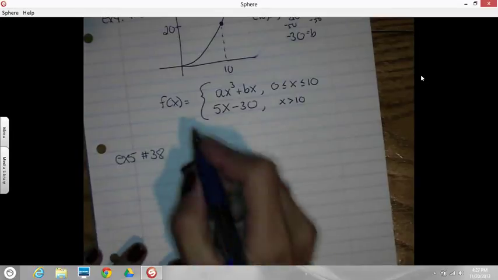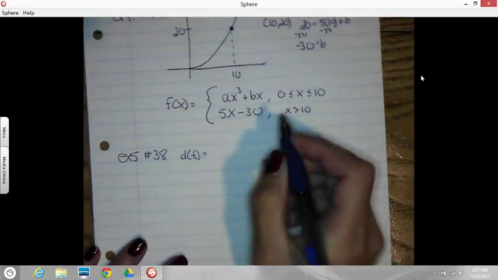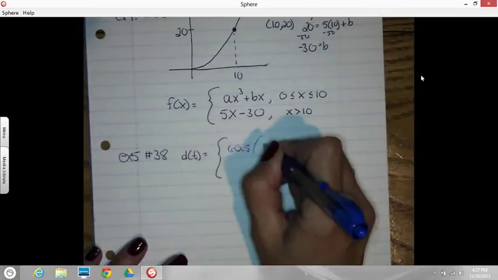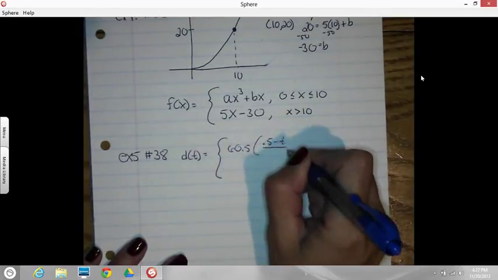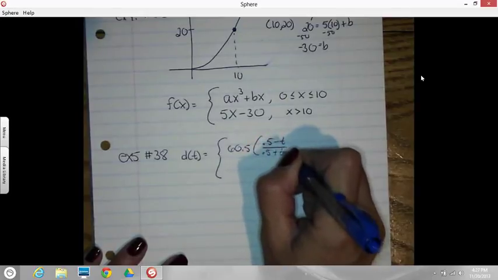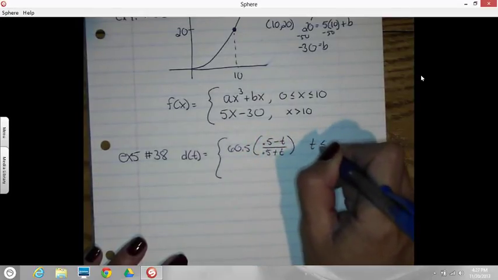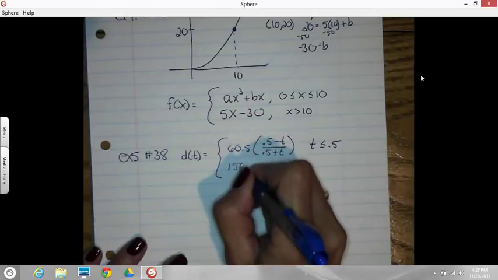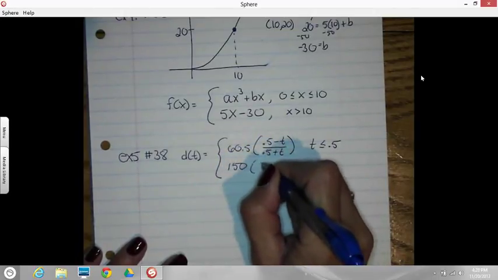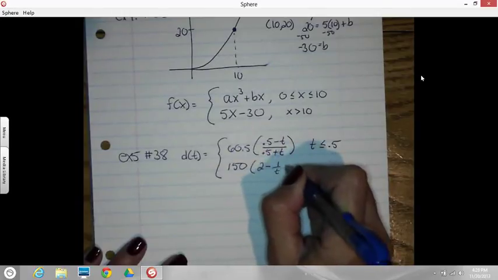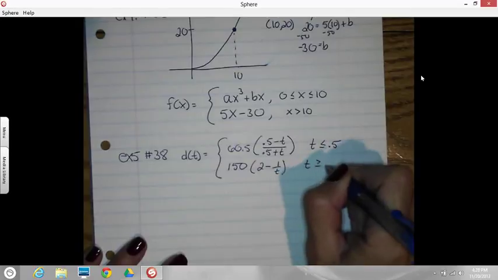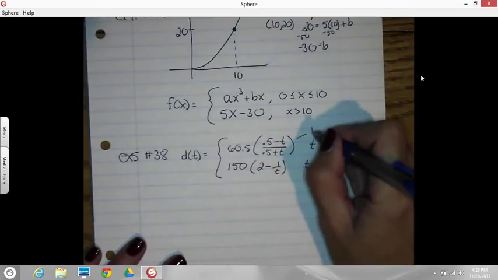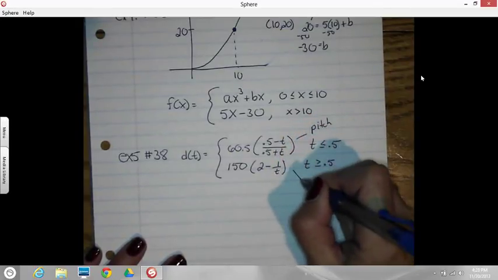So the equations from the book: 60.5 times (0.5 minus t) over (0.5 plus t), when t is less than or equal to 0.5. 150 times (2 minus 1 over t) when t is greater than or equal to 0.5. Okay, so this part of the equation is the pitch. This part of the equation is the hit.